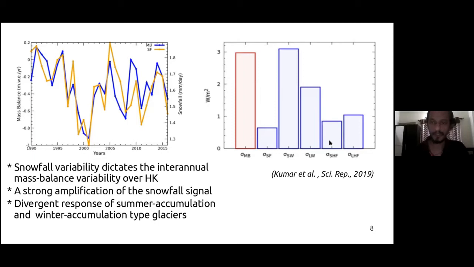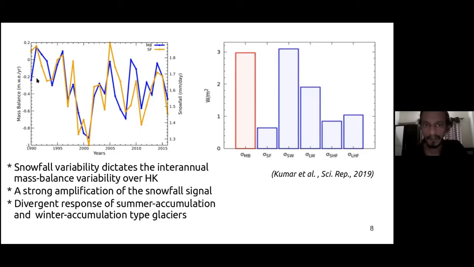When we looked at the correlation between mass balance and all these quantities, we realized that mass balance is strongly following the snowfall variability. But the snowfall variability is probably 4 times smaller than the mass balance variability in terms of absolute magnitude. So there is a strong amplification of the snowfall signal in the mass balance signal, which is this blue curve over here, averaged over Himalaya Karakoram. These are the annual values over about 28 years, I think, the period over which he had simulated data.